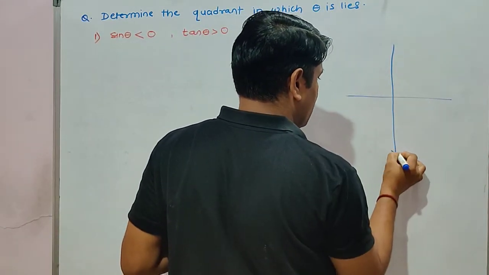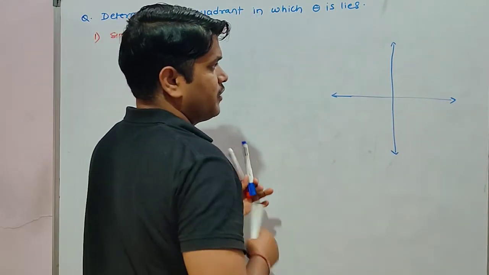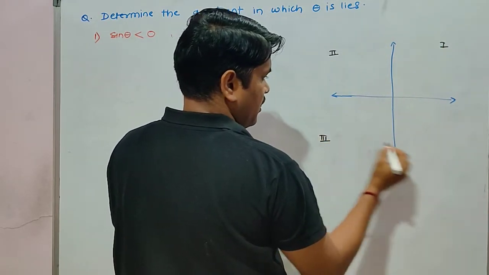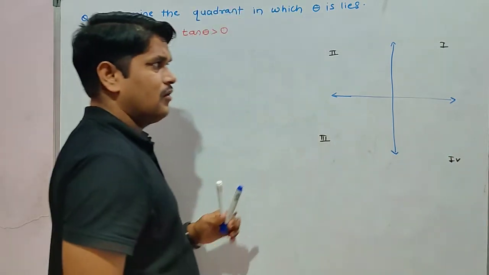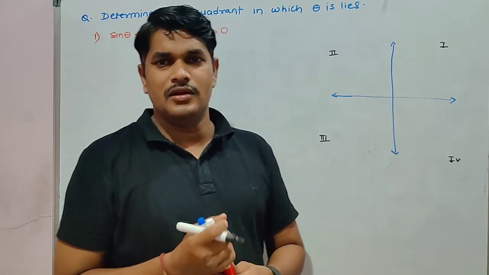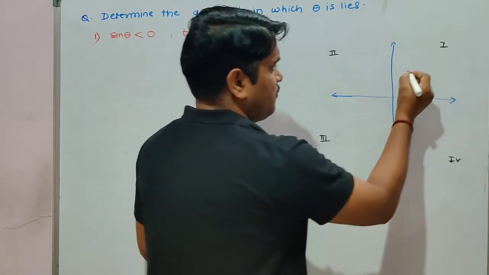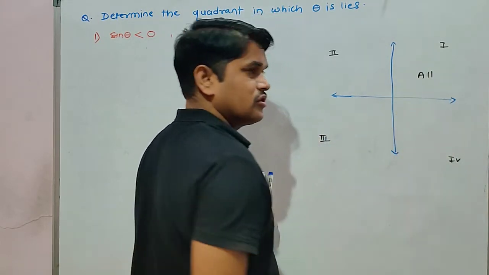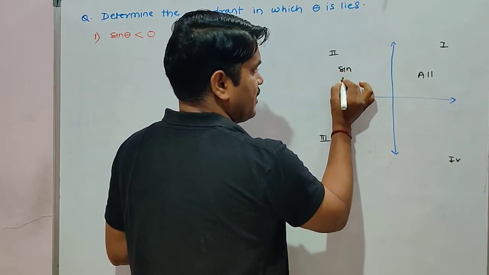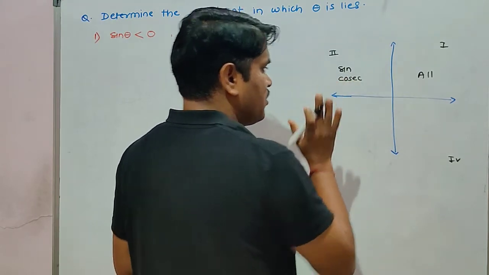So first, this is our rectangular coordinate system. This one is for the first quadrant, this is the second quadrant, this is our third quadrant and this is our fourth quadrant. Okay, so first, sin theta is negative. So in which quadrant does theta lie? We know that in the first quadrant all trigonometric functions are positive. In the second quadrant only sine and its inverse, that is cosec, are positive.